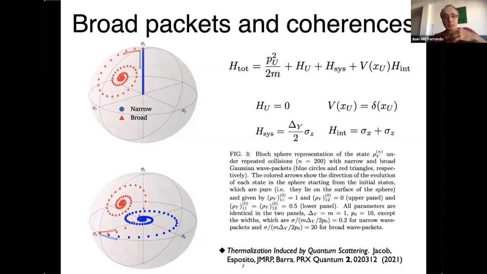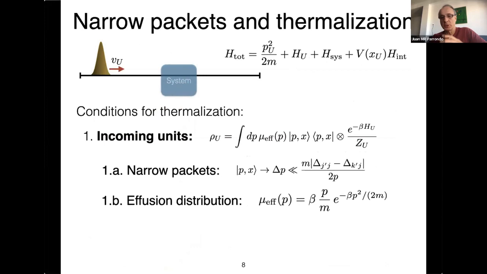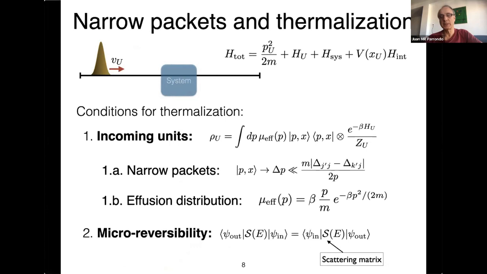But yeah, let's go to thermalization. In thermalization, you need the narrow packets, you need the fusion distribution, but you need something else, which is also something that you need to thermalize even in the classical regime, which is micro-reversibility. Micro-reversibility means that any event, if you reverse the event, you have the same probability, or in the case of quantum mechanics, the same amplitude.